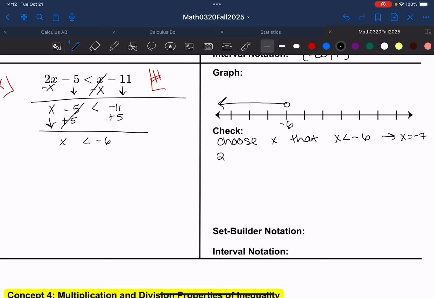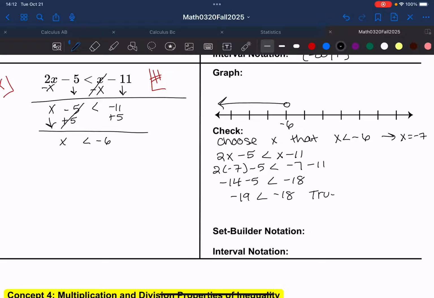So then I plug it into my original equation, 2x minus 5 less than x minus 11. So I have 2 times negative 7 minus 5 less than negative 7 minus 11. This is negative 14 minus 5 less than negative 18. So negative 19 is less than negative 18, which is a true statement. So that means I did my math correctly. Set builder notation means I'm going to do x such that x is less than negative 6. And interval notation, since it's going to be less than negative 6, is going to approach negative infinity. So this is negative infinity to negative 6 with the parentheses because it's not being included.